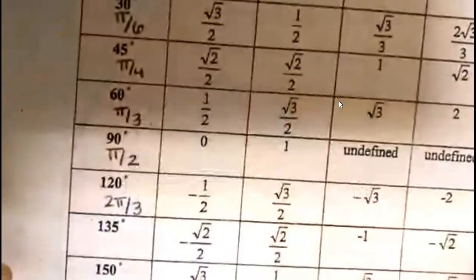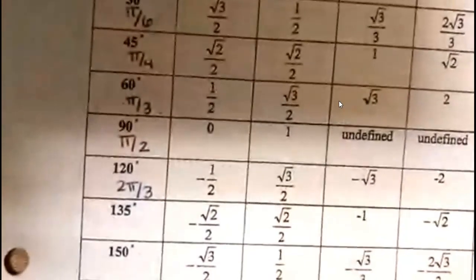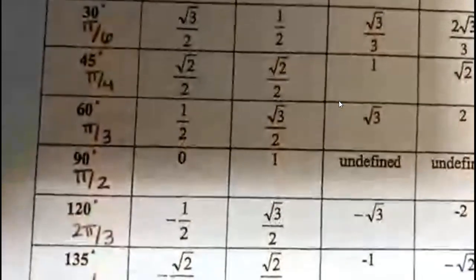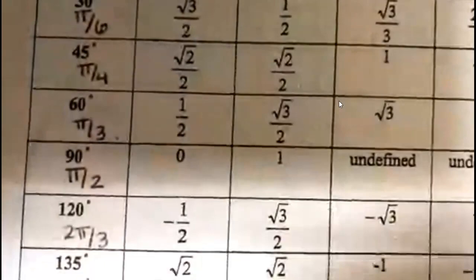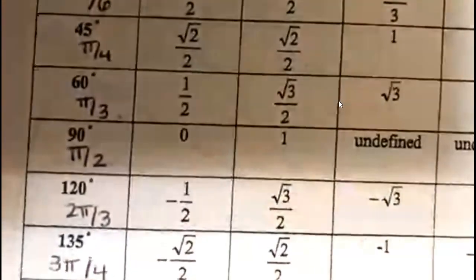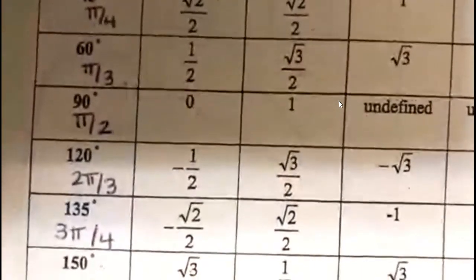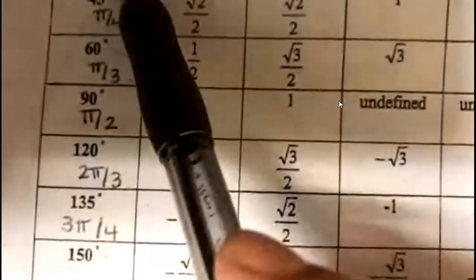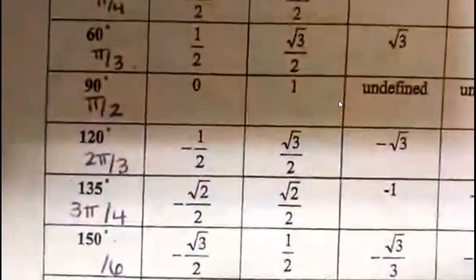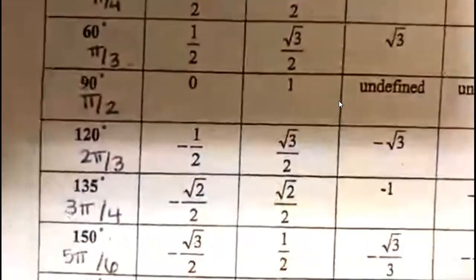So all the 60-degree reciprocal angles will always end in 3. All of the angles that end in 5 will end in 4. So we have pi fourths, and then over here, we have 3 pi fourths. And then 150 is the same as 30, so it's going to end in a 6, and it is 5 pi sixths.